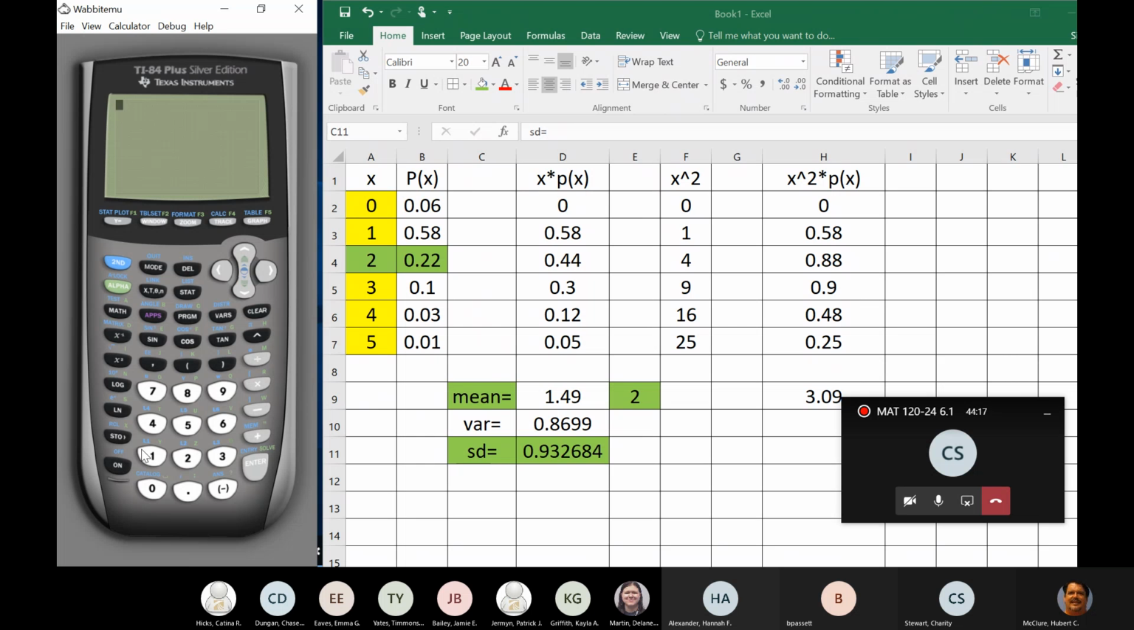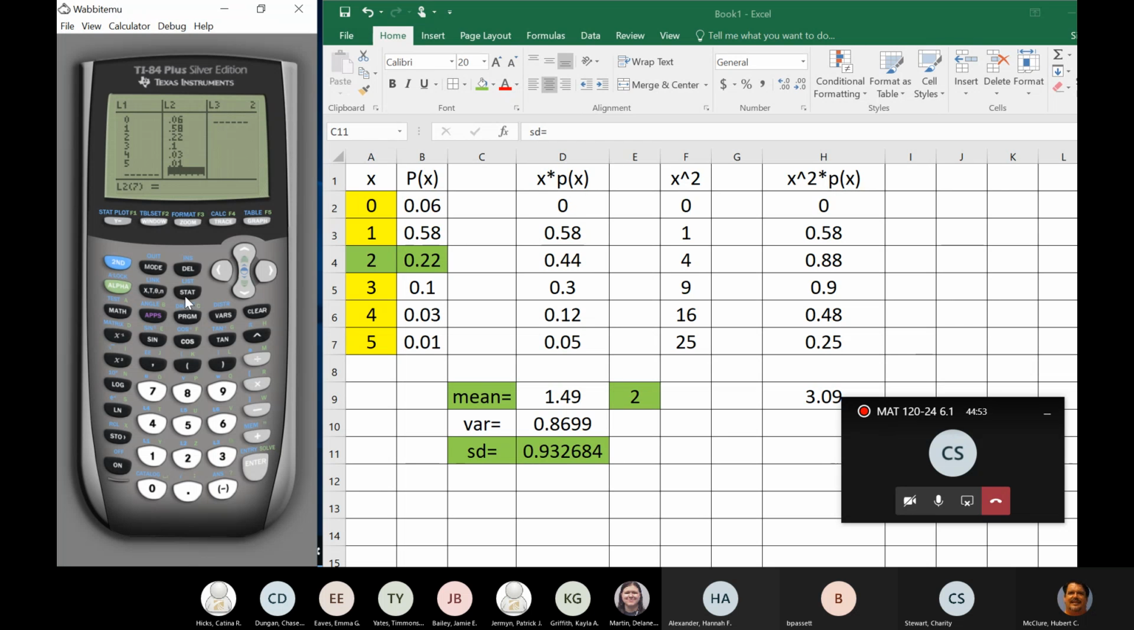All right, so here I go. Stat, edit, and I'm gonna type in 0, 1, 2, 3, 4, 5. Then 0.06, 0.58, 0.22, 0.1, 0.03, and 0.01.